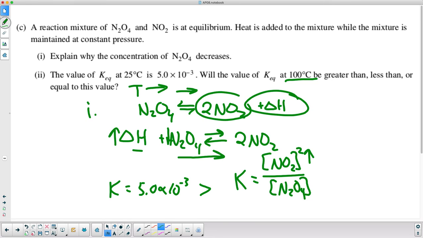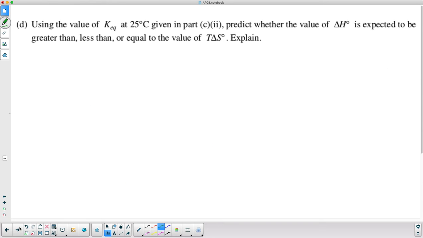Okay, so letter C, 1 and 2 are answered there. D, using the value of K at 25 degrees, predict whether the delta H is expected to be greater than, less than, or equal to the value of the T delta S. As we're looking at this, because this is an endothermic reaction, the higher temperatures will go further to the right. That means that the K value will be greater than, okay, we already talked about that, sorry.